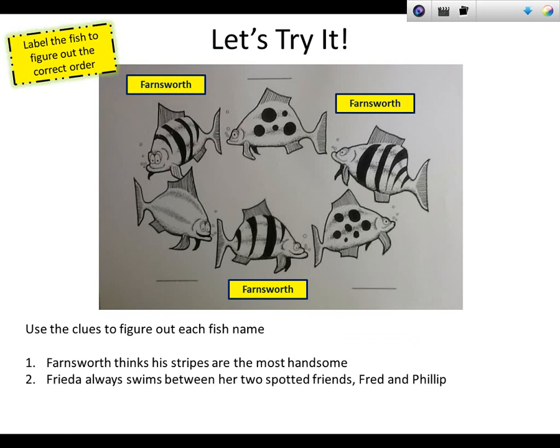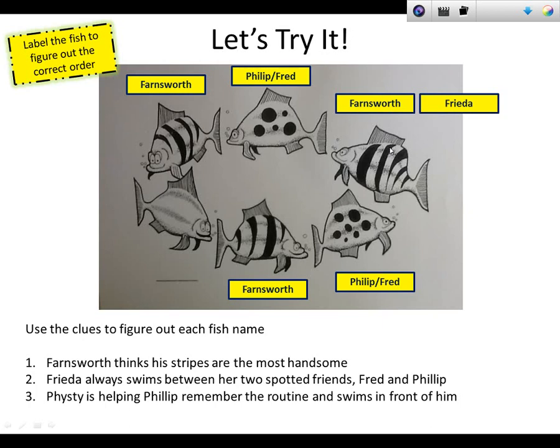Frida always swims between her 2 spotted friends, Fred and Philip. So I see 2 fish with spots, and I'm not sure which is Fred or which is Philip yet, so I'm going to label this fish, he could be Fred or Philip, and this fish could be Fred or Philip, okay? And then I have to think about this other part of the clue about Frida always swimming between her 2 spotted friends, Fred and Philip. That means that this fish is not Farnsworth, this fish is Frida, okay?